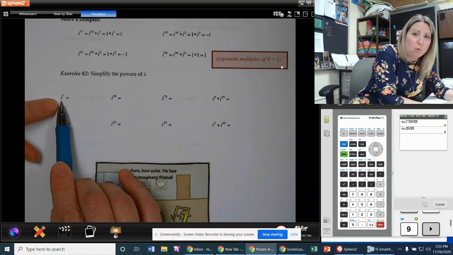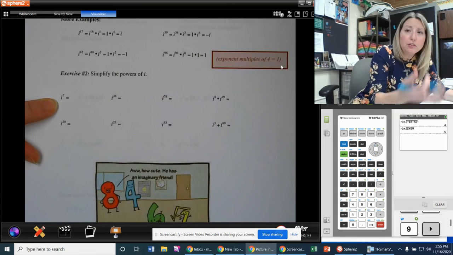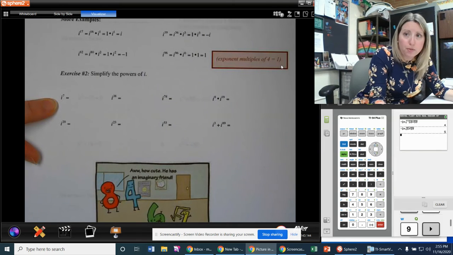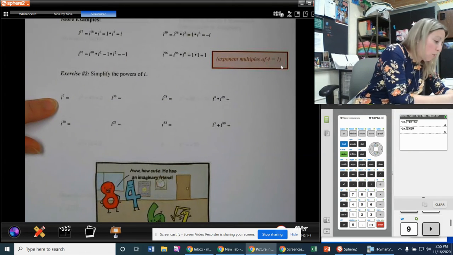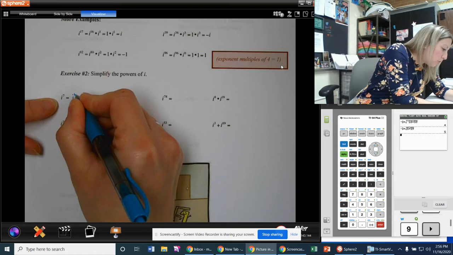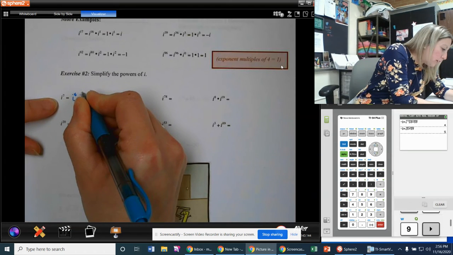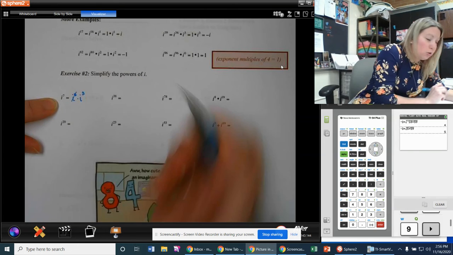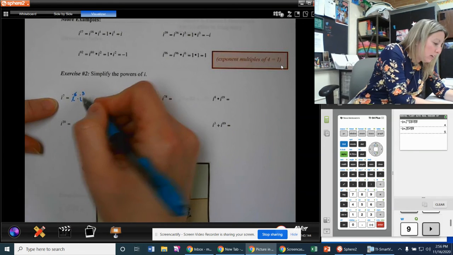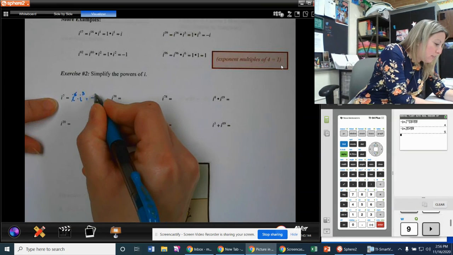So look at the power, find the closest multiple of 4 without going over. So the closest multiple of 4 without going over to 7 is 4. So i to the fourth goes here, and then the leftover is i cubed. So this cancels out to a 1. i cubed is equal to -i. That's your final answer.